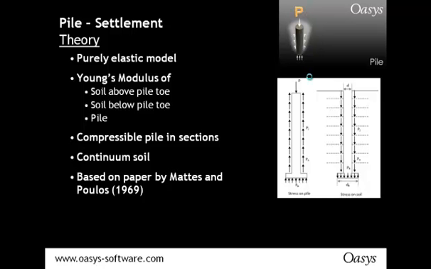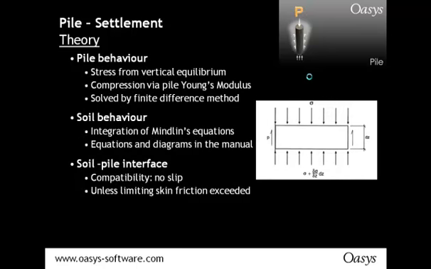And what it basically does is that it looks at a compressible pile in sections, and it deals with a continuum soil. So if we look at this in a little bit more detail, on your right hand side is a little rectangle representing a segment of the pile. And what's happening here is that the stress on a segment of a pile from above is reduced by the shaft friction along the side of the pile. So the pile stress behavior is solved using a finite difference method as you go down the pile, or simply, it's really a vertical equilibrium problem. So that's how the pile is dealt with.